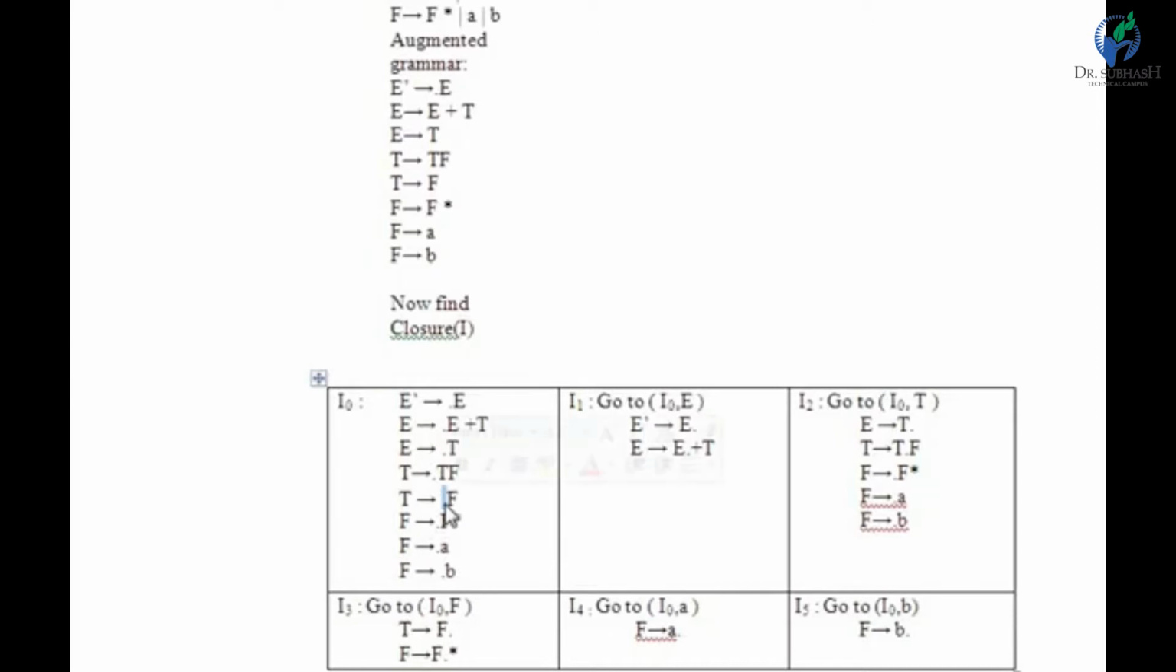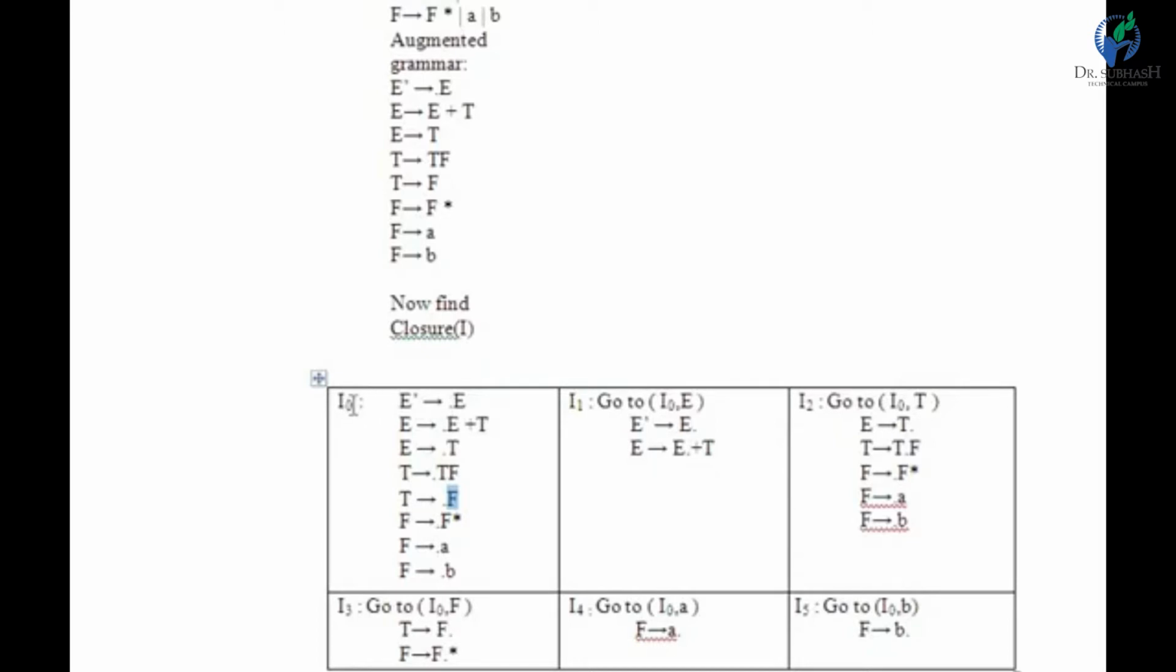Here you find a non-terminal after dot. So write down all productions of that non-terminal. So F gives dot F star, F gives dot A and F gives dot B. Just put dot before all productions. Now you have to move this dot.